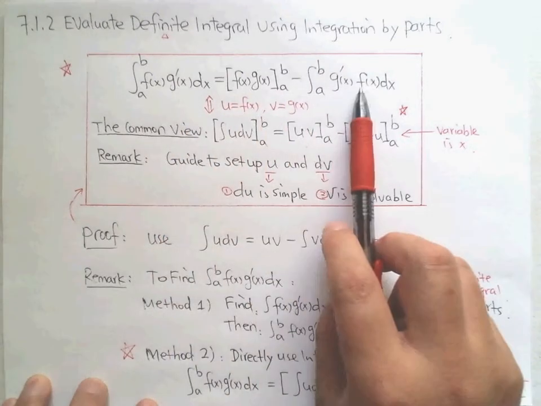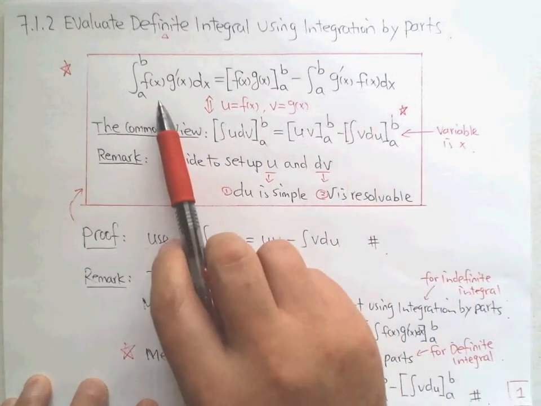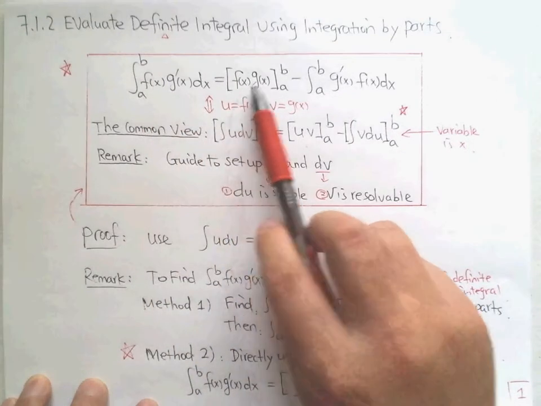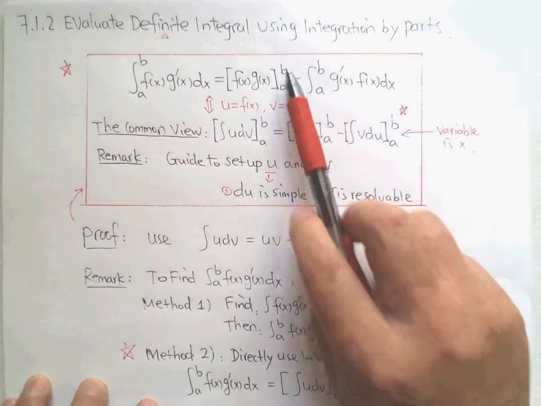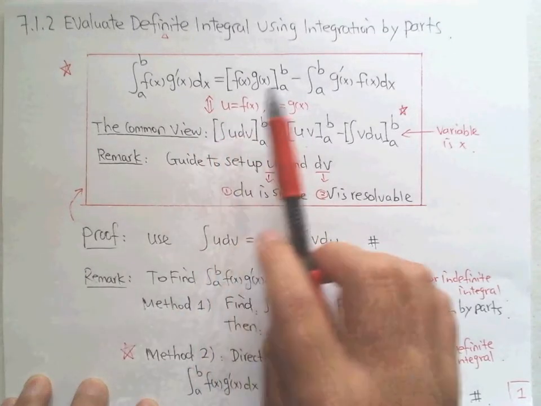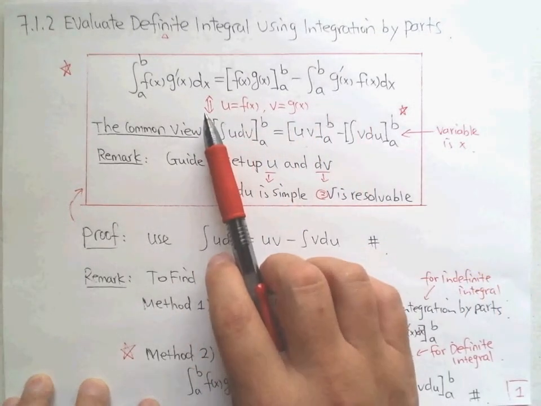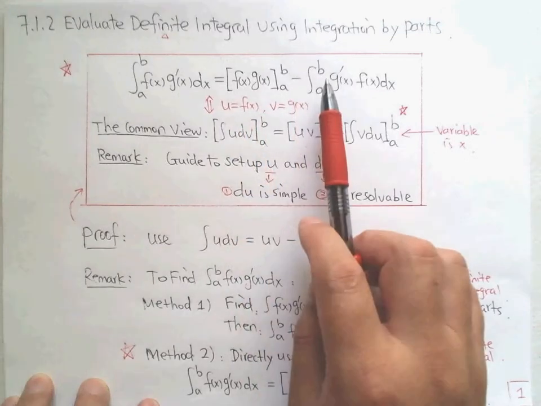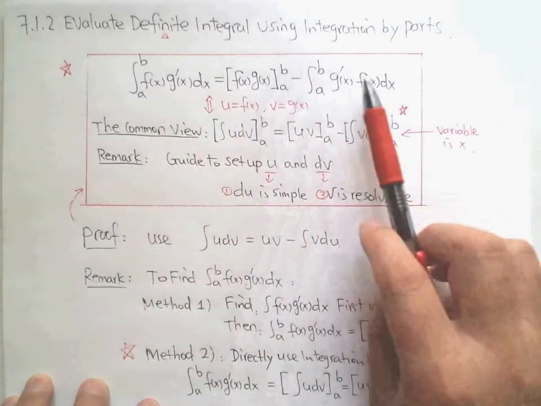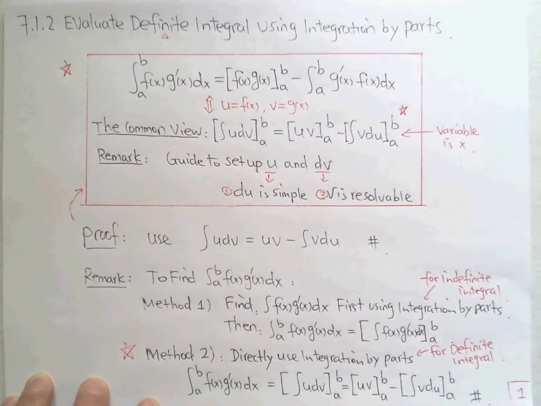Can you see? The only difference is we put the limits, or put the difference from a to b. This is for an area under the curve, right? For the definite integral. The last time we didn't have limits; that was for the antiderivative, the indefinite integral. See, almost the same, right?